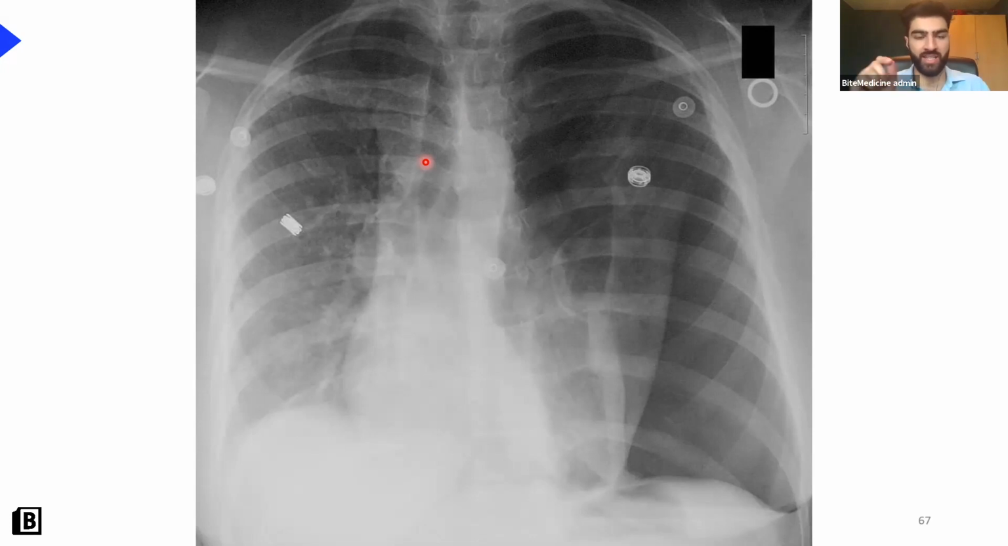So just stick a needle in and you'll hear loads of air whistling out if they do have a pneumothorax. So yeah, we've got rightward tracheal shift.